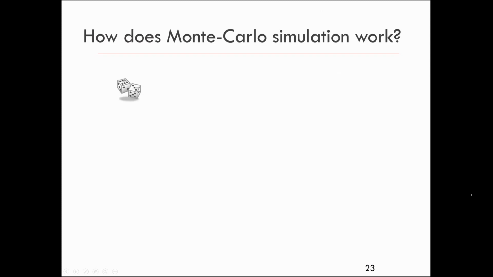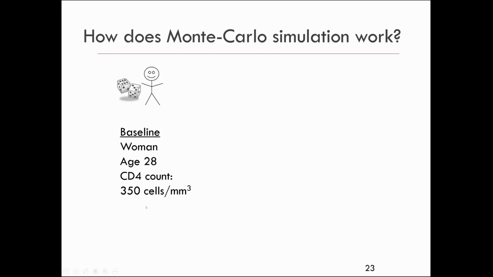So let's briefly talk about how Monte Carlo simulation works. The idea is that we pull some random numbers, we use them to generate an individual at baseline, pulling from distributions. So in this case, we randomly generate a woman age 28 who has a CD4 cell count of 350 cells per millimeter cubed.